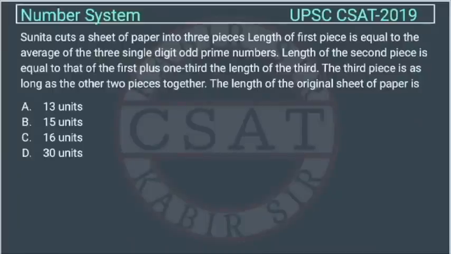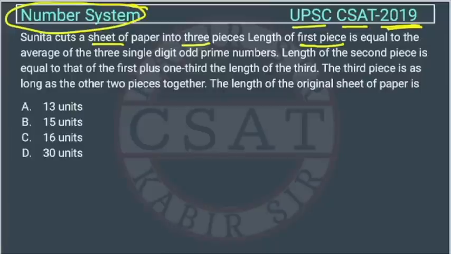This is a question from the Number System chapter asked by UPSC in the CSAT paper of 2019. Sunita cut a sheet of paper into three pieces. The length of the first piece is equal to the average of the three single-digit odd prime numbers.